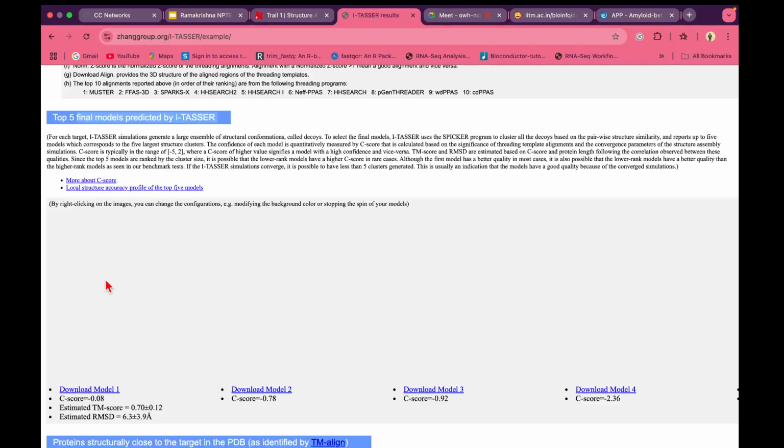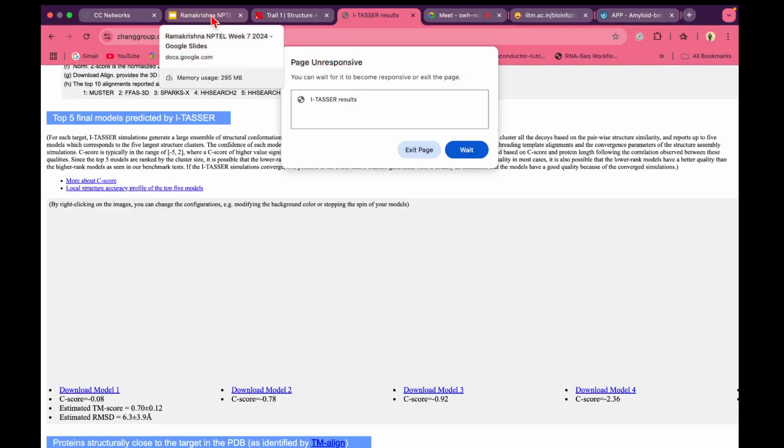In these empty spaces the structure should actually be shown, I think. There is some issue there. So these are the final models, and we can download these models and view them in PyMol.